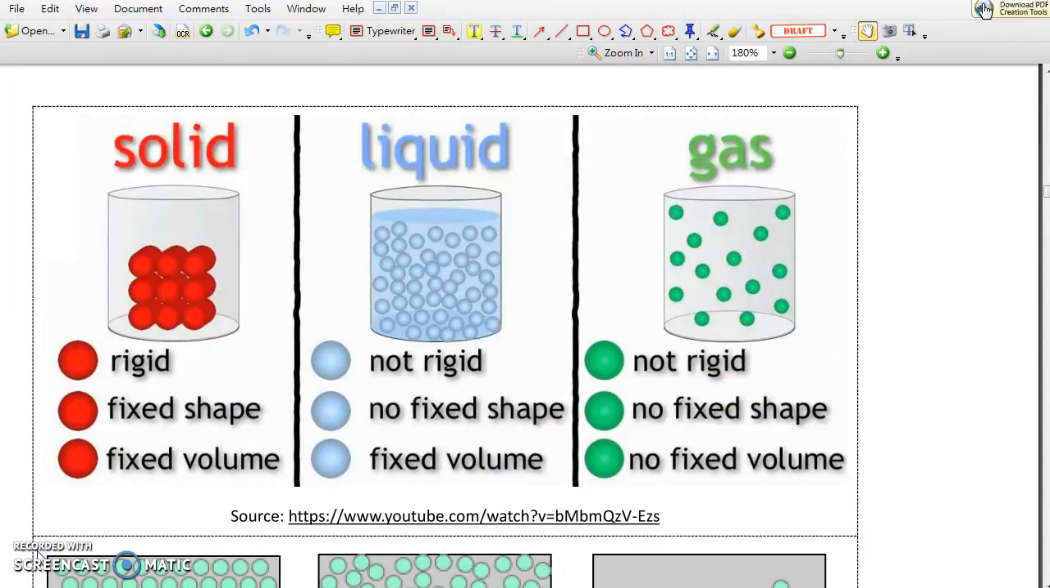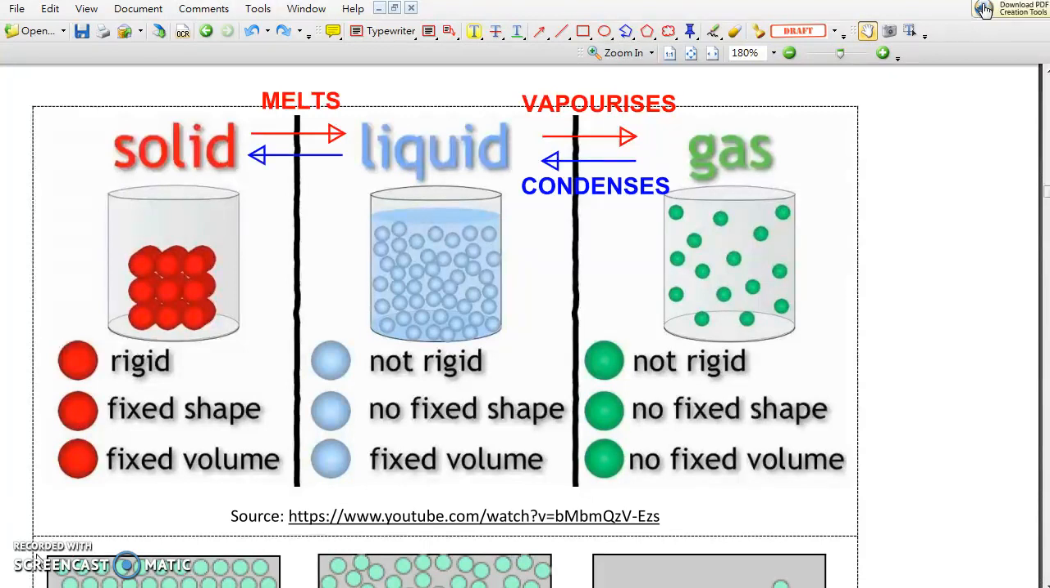Now let's take a look at the three states of matter: solid, liquid, and gas. So let's have a solid at a lower temperature. When temperature increases, a solid melts to become liquid. When temperature further increases, liquid vaporizes to become gas. When temperature decreases, on the other hand, gas condenses to become liquid. When the temperature further decreases, liquid freezes to become solid again.